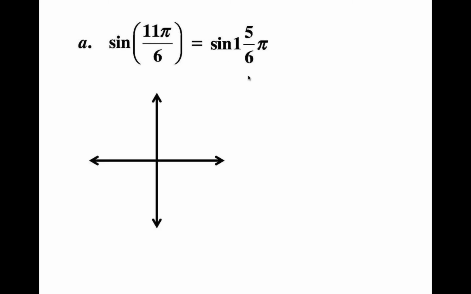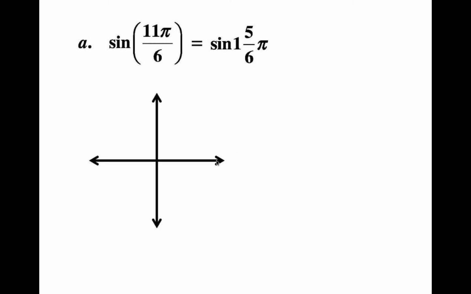So let's do this problem. Notice this is an improper fraction. We're going to have to write it as a mixed number. So 6 goes into 11 once, with 5 left over out of the 6. So it's 1 and 5/6 pi.